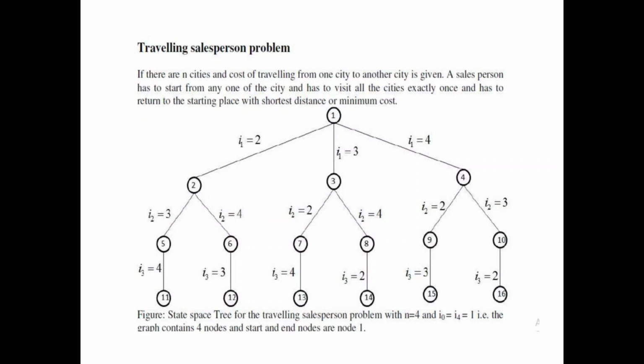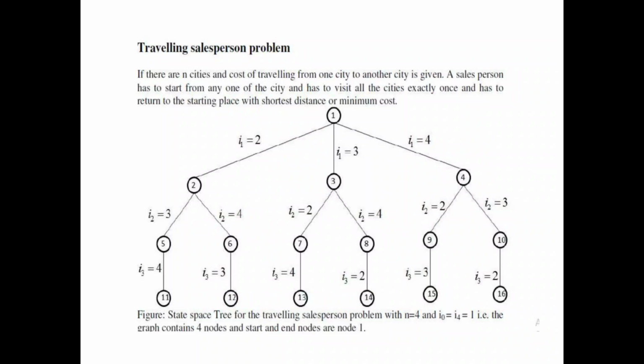Traveling salesman problem: the way to solve it is to travel from one city to another city by covering all the cities and reaching the starting one with the minimum cost. Here, if there are n cities and the cost of traveling from one city to another is given, that is, the distance will be given.